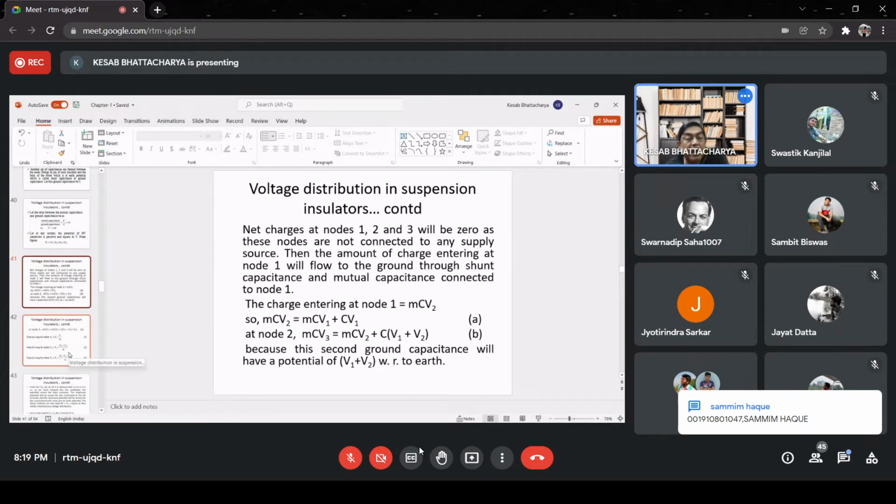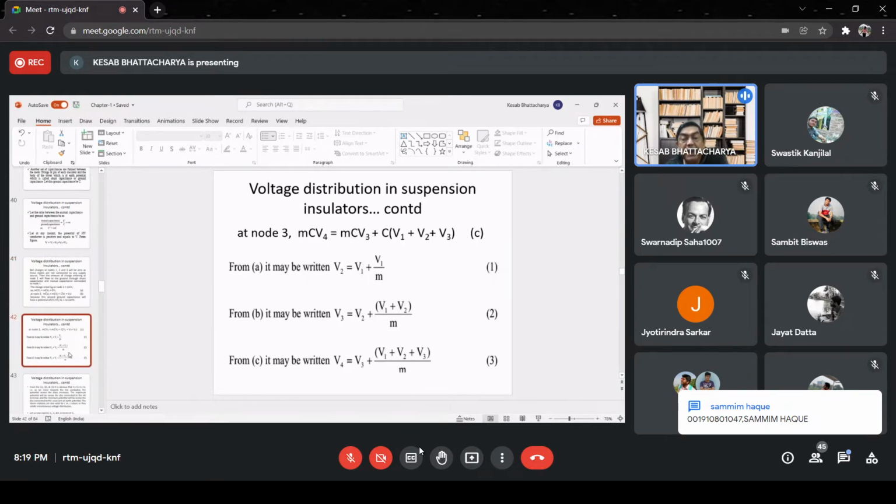Similarly, at node 3, this can be written as MCV4 is equal to MCV3 plus C into (V1 plus V2 plus V3). From A, we have verified that V2 is equal to V1 plus V1 by M. From B, it may be written that V3 is equal to V2 plus (V1 plus V2) by M. And from the last, we can write this equation 3.